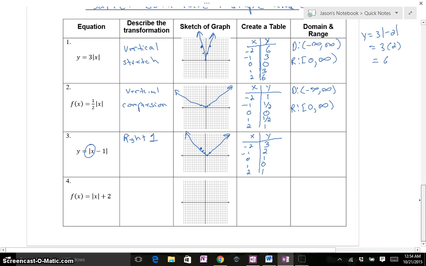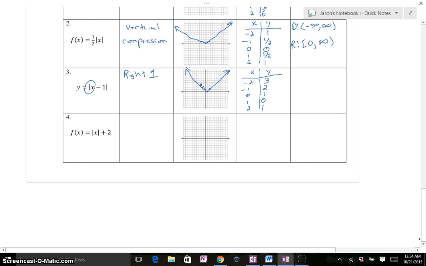Last one. Absolute value of x and then plus 2. Plus 2 is outside the bars, the same thing as being outside the parentheses. So now we know this is going to be a translation up 2 units.